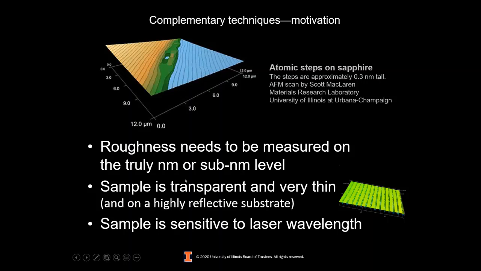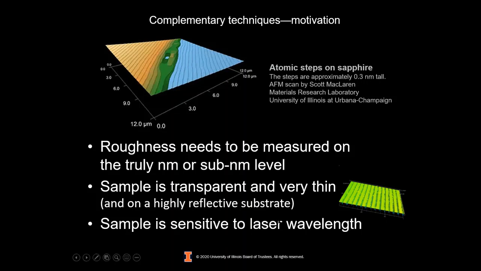A couple of other conditions that might suggest you want to try a different technique are if your sample is transparent and very thin and on a highly reflective substrate, like Julio showed earlier. But as he showed you, you can usually make this work. For those situations where you can't, a contact-based technique where you're actually touching the top surface means you're not going to be fooled by the optical properties here.